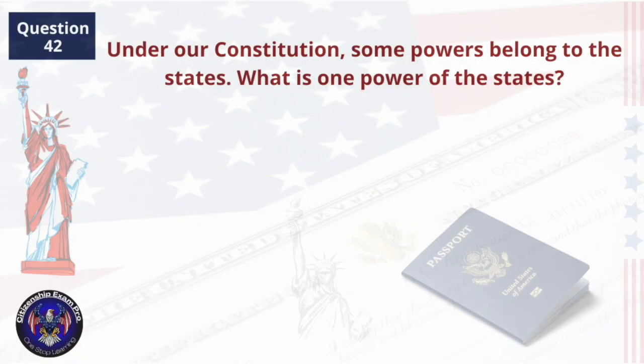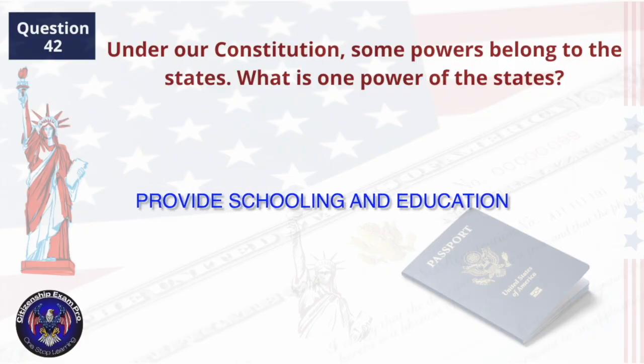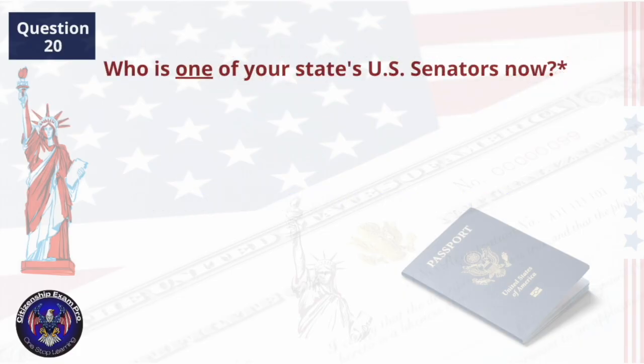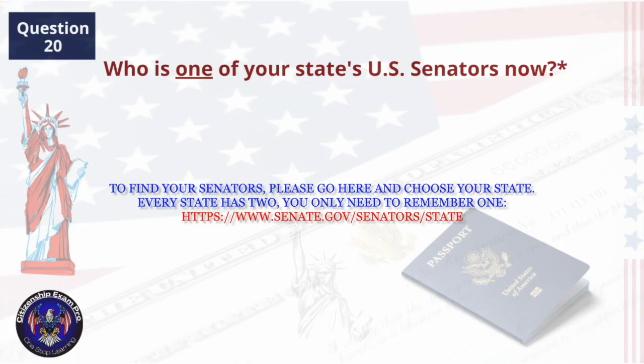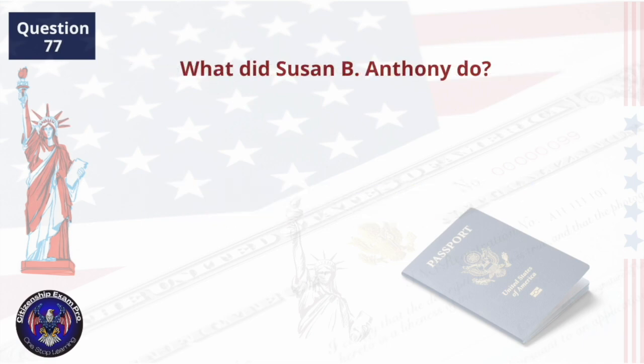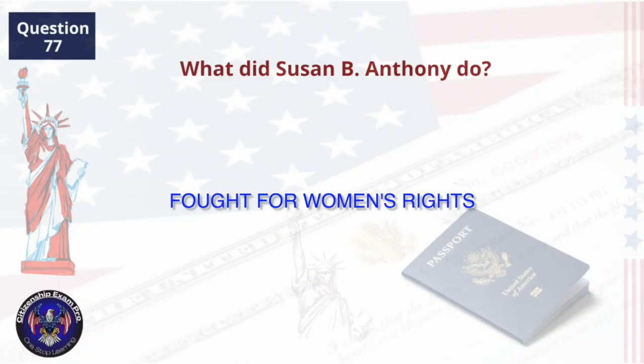Under our Constitution, some powers belong to the states. What is one power of the states? Provide schooling and education. Who is one of your state's U.S. senators now? What did Susan B. Anthony do? Fought for women's rights.